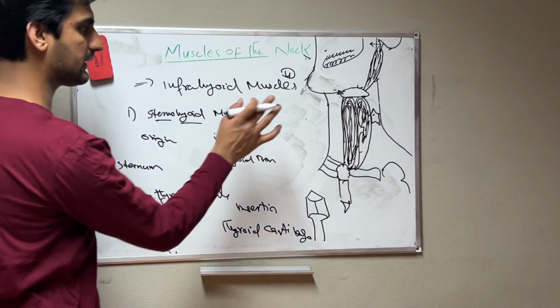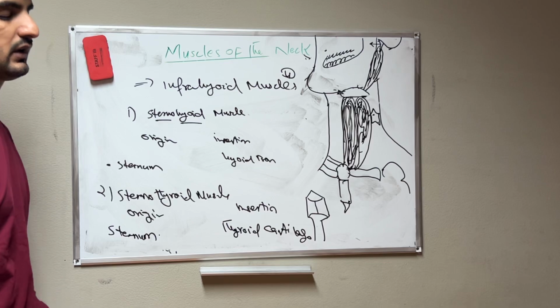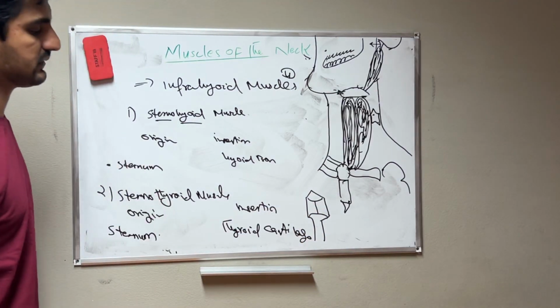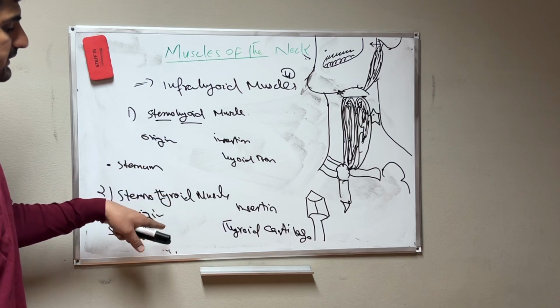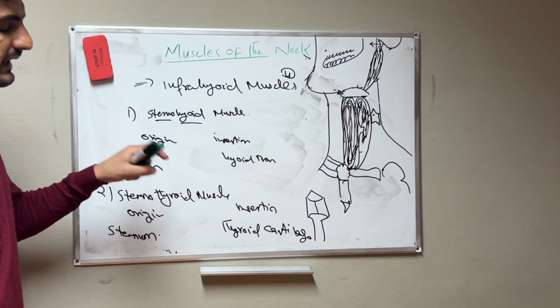But this is from the lateral view. You can see here, in the back of the hyoid bone, we have the thyroid cartilage. This is the shape of the thyroid cartilage which I drew. These are the two infrahyoid muscles which we drew: sternohyoid muscle and sternothyroid muscle.